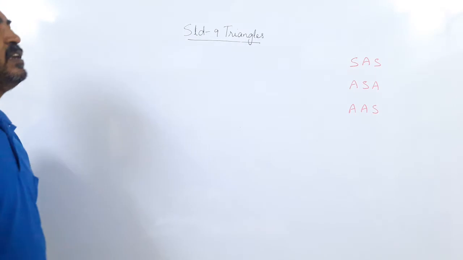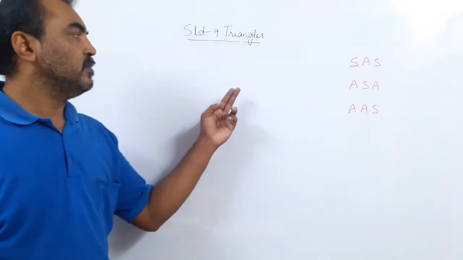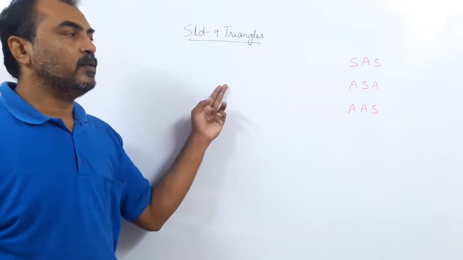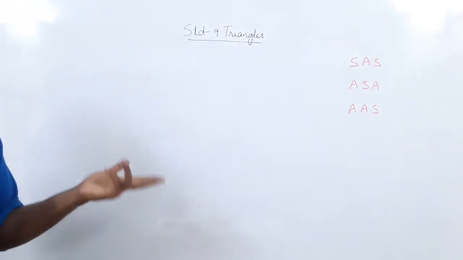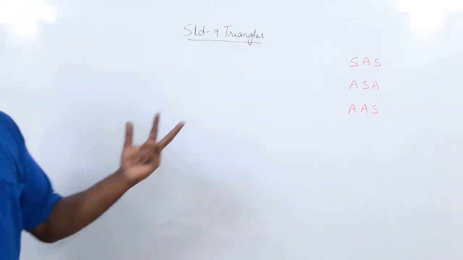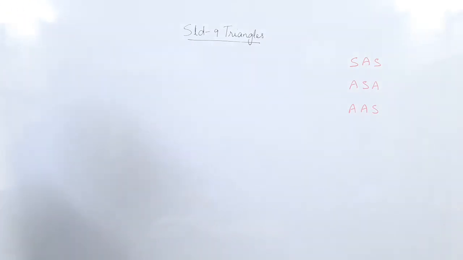And in the last lecture we did two properties of isosceles triangles. I hope you do remember. In an isosceles triangle, two sides are equal, so angles opposite to the equal sides are equal, and the converse. If in a triangle two angles are equal, then the sides opposite to the equal angles are equal.